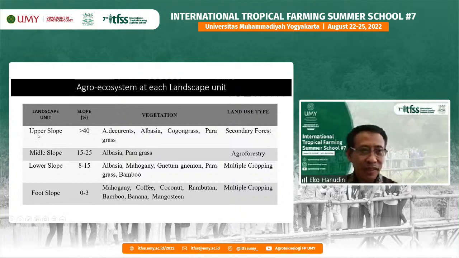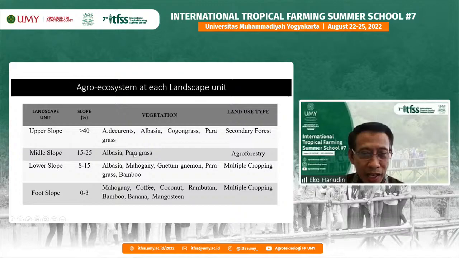At the upper slope area with slope more than 40%, we found that the vegetation was dominated by Acacia decurrens, Albasia, Congo grass, and para grass. This is classified as a secondary forest. And at the middle slope, with slope in the range of 15 to 25%, the vegetation is dominated by Albasia and paragrass.